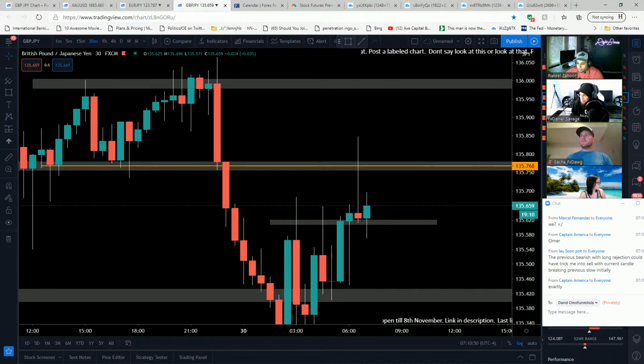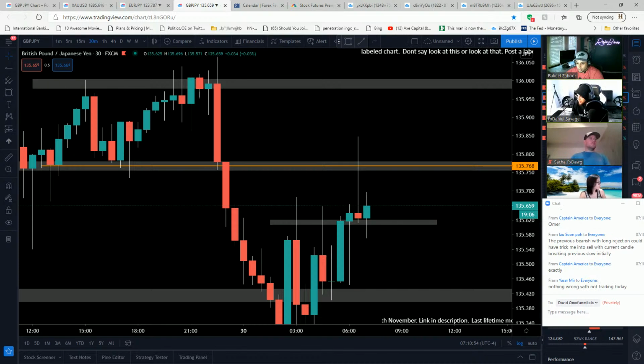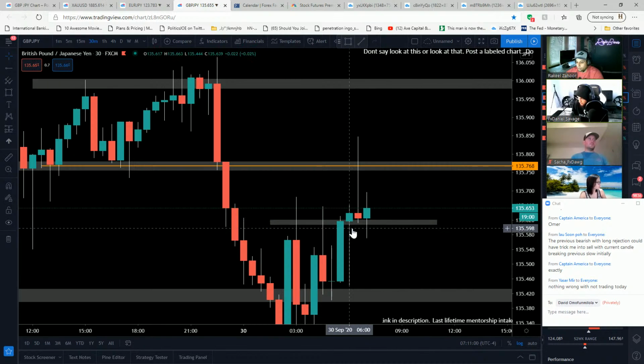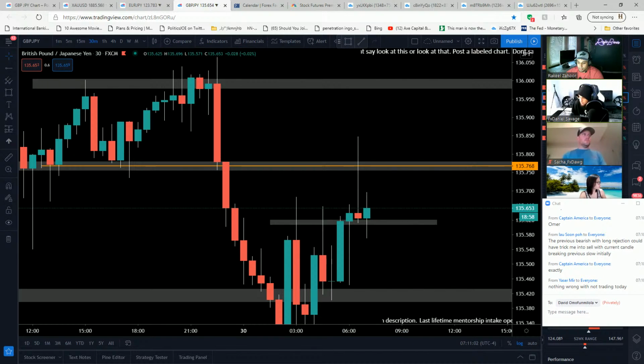The previous bearish candle with long rejection could have tricked me into a sell, with the current candle breaking the previous low initially. Yes, so Mr. Yasser said it right. There's nothing wrong with not trading today.